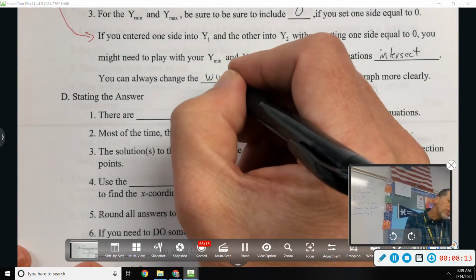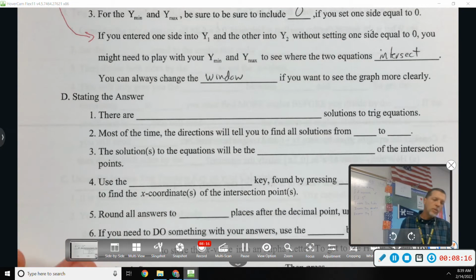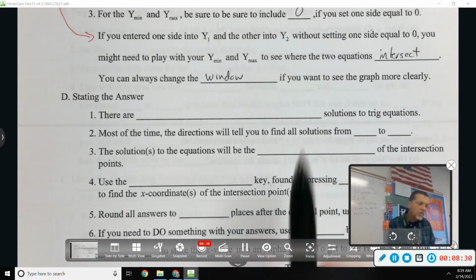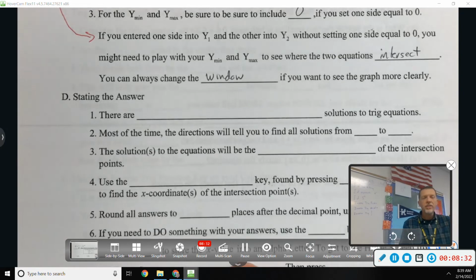You can always change the window if you want to see the graph more clearly. So some people get really into fine-tuning their y min and y max so they see exactly what they want to see. It's like, well, as long as you can see where they intersect, that's all you need to see. If you want to see more of it, then you can play with it if you like.